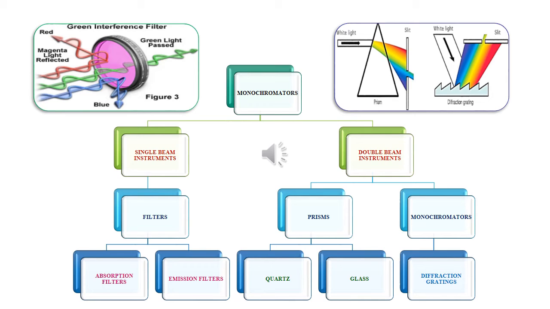What are the types of filters, prisms and monochromators? For filters, absorption filter and emission filter; for prisms, quartz and glass. Quartz is used for UV instruments, glass for visible instruments, where monochromators are of grating type. Monochromators are used widely.